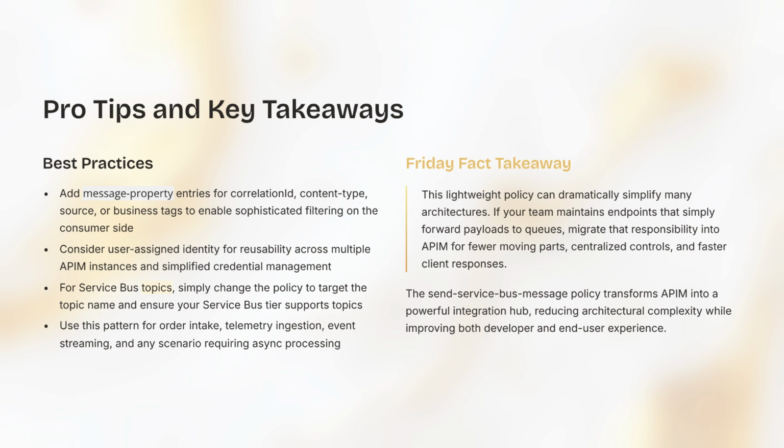Pro tips: add message property entries for correlation ID, content type, source, or business tags to simplify filtering on the consumer side. Consider using a user-assigned identity if you want the same identity reused across multiple APIM instances or for easier management. If you need to send to topics, change the policy to target the topic name instead and confirm your Service Bus tier supports topics.